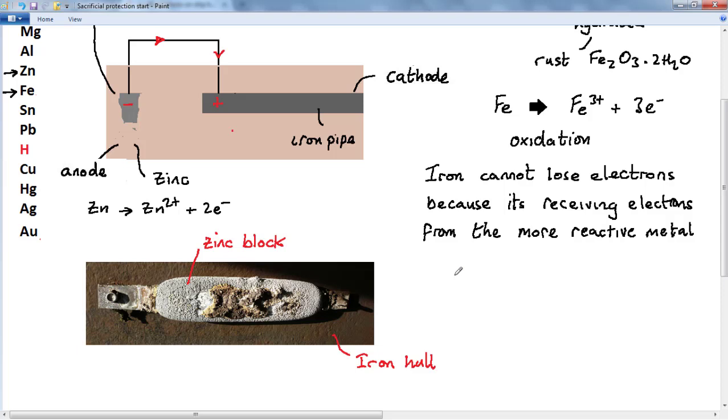In the next lesson we're going to look at the other way in which this oxidation of iron can be stopped, and that is called cathodic protection.